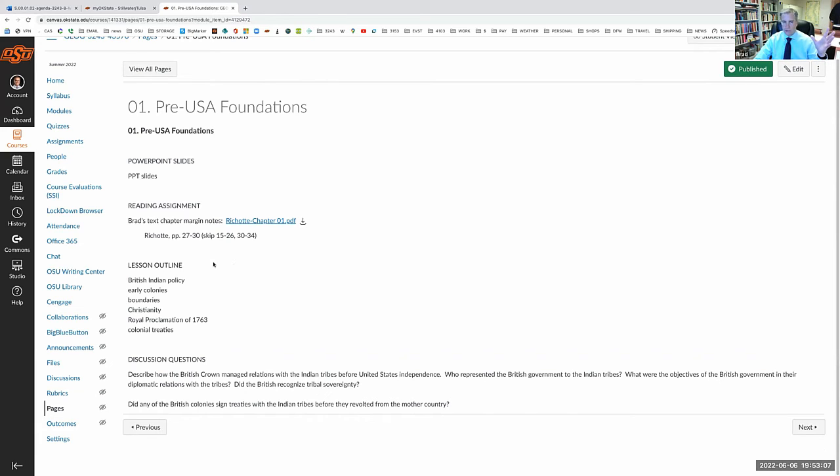Of course, we all realize that they have their own systems and governments. We don't need to be persuaded that way. But what I want you to look for with this reading, and this is not much of an outline, it's kind of a list of stuff. In that chapter, you will read about British Indian policy. You will read about boundaries. You'll read about the Royal Proclamation of 1763.